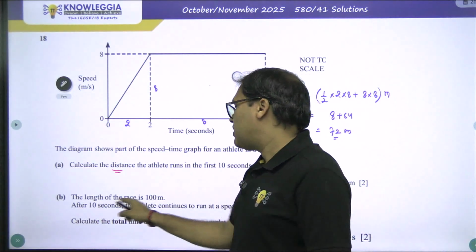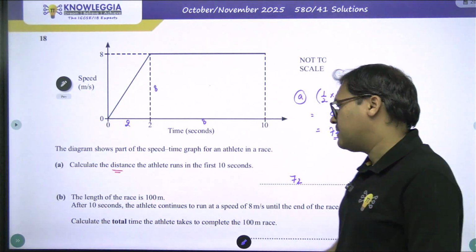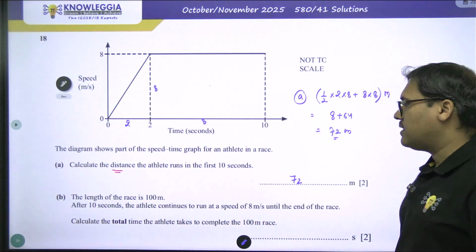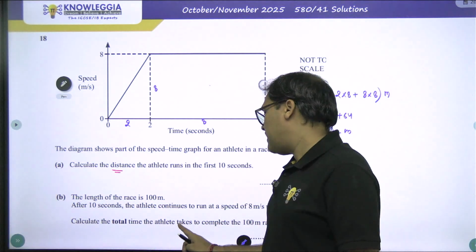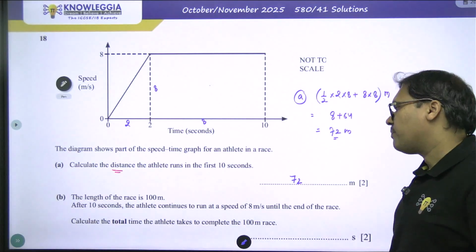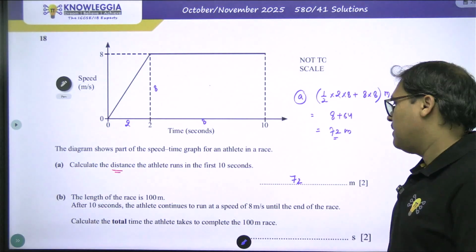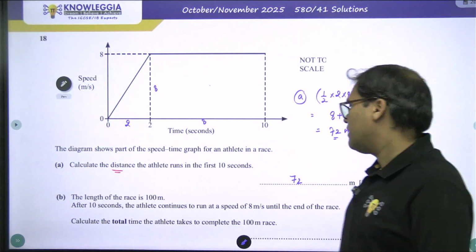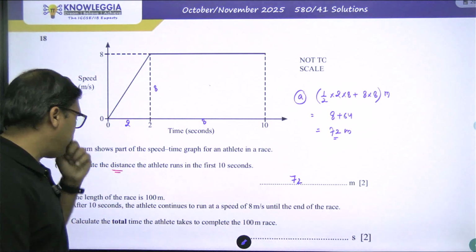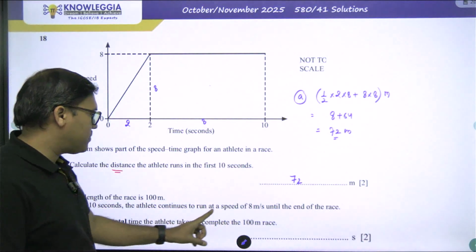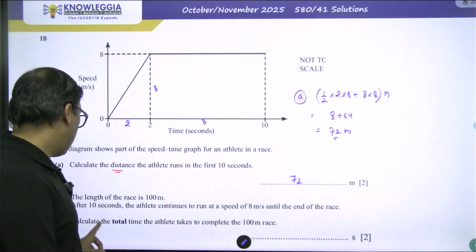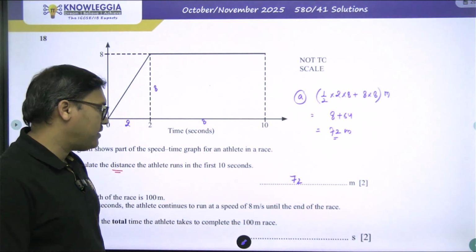Okay. The length of the race is 100 meters. After 10 seconds, the athlete continues to run at a speed of 8 meters per second until the end of the race. Calculate the total time the athlete takes to complete the 100-meter race. So what is the time taken? The question is: the length of the race is 100 meters, and after 10 seconds the athlete continues to run at 8 meters per second until the end of the race.